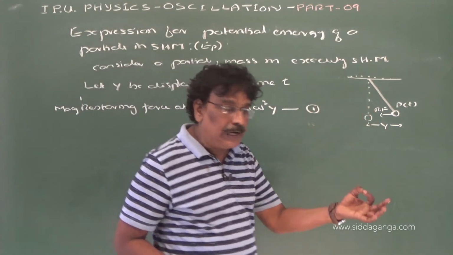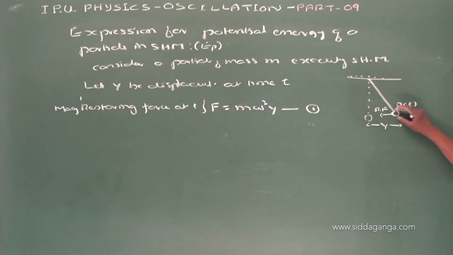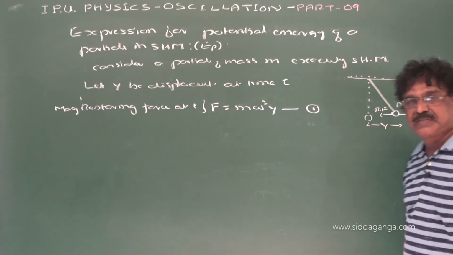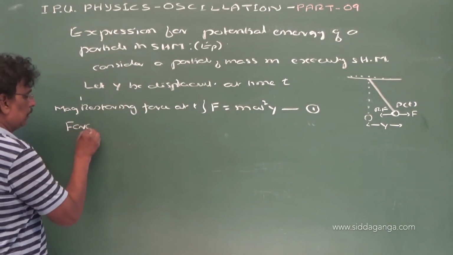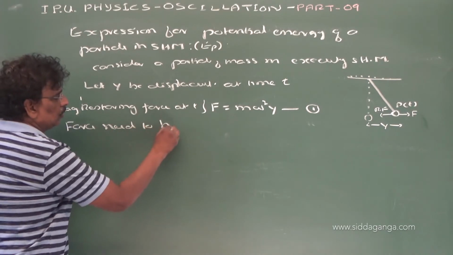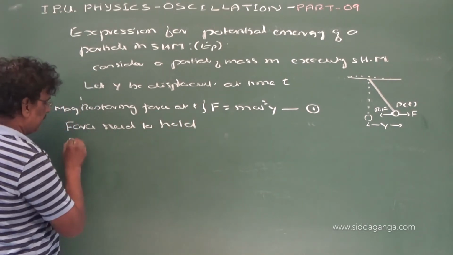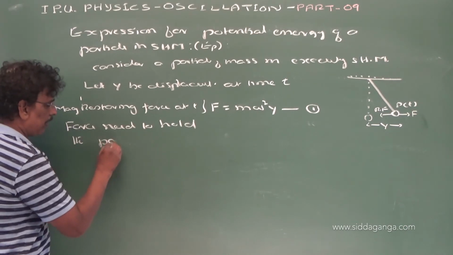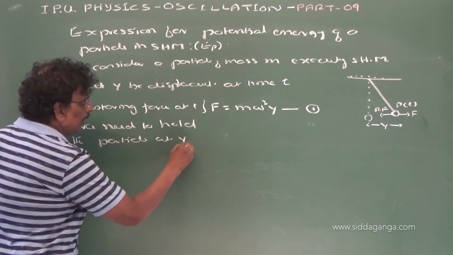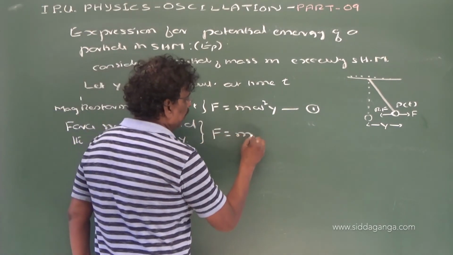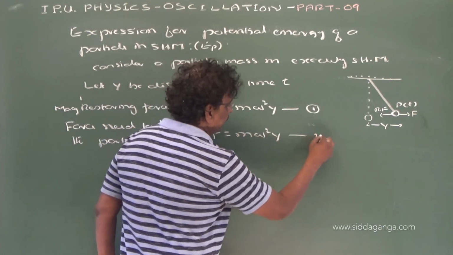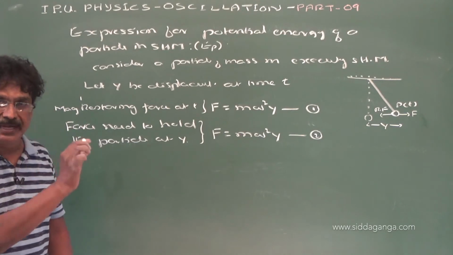Now, to hold this bob in this position, we need a force. The force needed to hold the bob, the particle at displacement y, is again F is equal to m omega square y. We need to apply it.